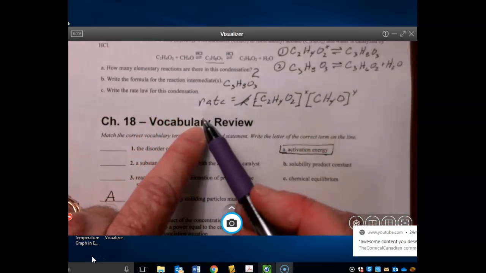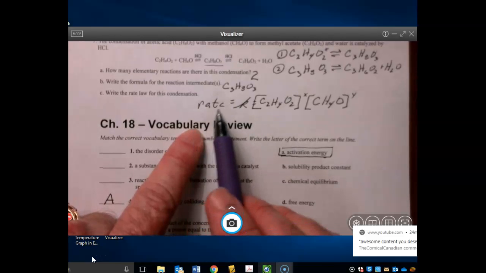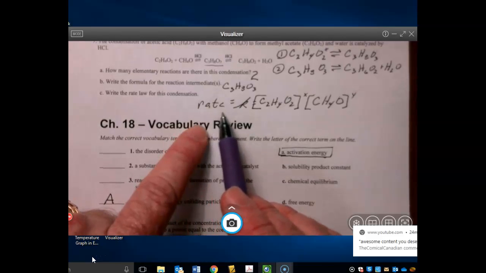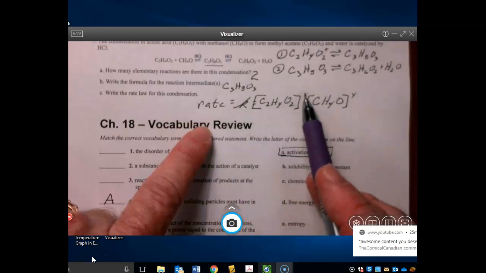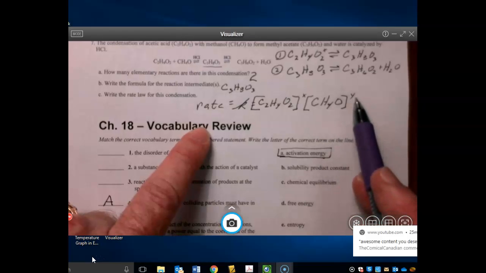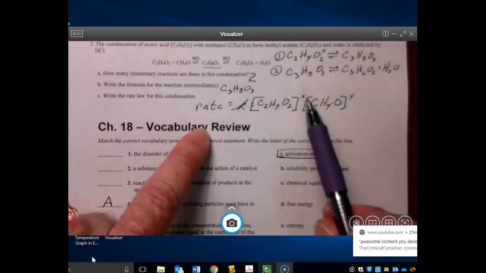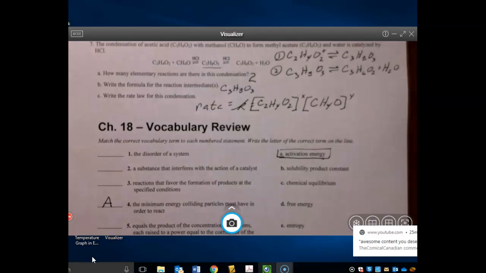And then the rate law. Actually, we can only say the form of the rate law: the rate of this reaction is k times the concentration of the first reactant to the x power, times the concentration of the second reactant to the y power. The reason I say the form of the rate law is we don't have the data to be able to say what the values of x and y are.